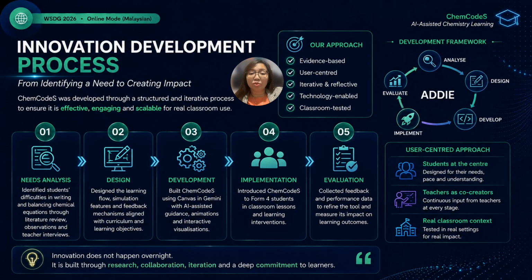CHEMCODES was developed through the ADDIE framework. During the analysis phase, students' learning difficulties were identified through classroom observations, literature, and teacher feedback. The simulation was then designed according to curriculum objectives. It was developed using Canvas in Gemini, implemented with Form 4 students, and continuously refined through feedback, observation, and learning performance evidence.